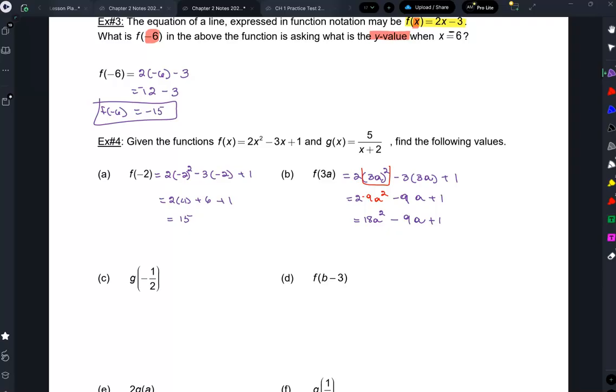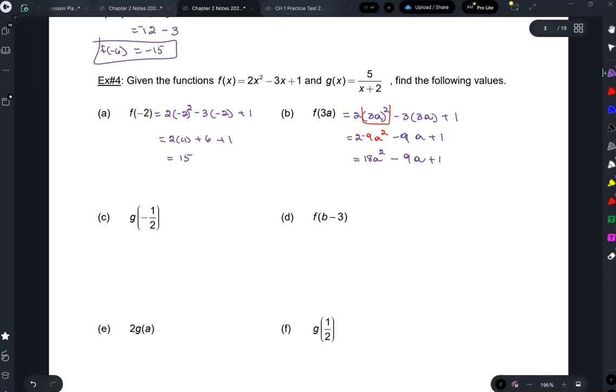Okay, this one doesn't factor, but even if it did, you wouldn't factor. You just leave it this way. Okay, g of negative a half. Now we're going to use the g function. So this is 5 over negative a half plus 2. How much is negative a half plus 2? 3 halves, 3 over 2. So that's 5 times 2 thirds, 10 thirds.